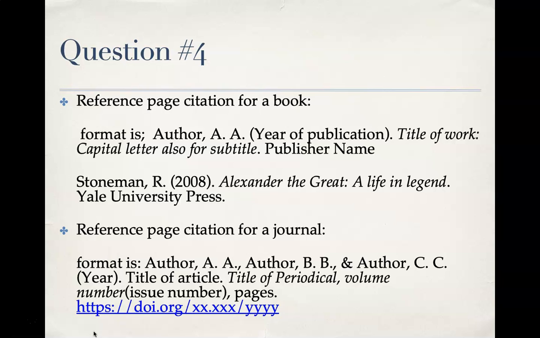So question number 4 says, write a citation for a reference page. Now your reference page is the last page of your proposal for a book, and then also for a journal using APA. APA just put out a new edition. I can't remember if it was August, but it was in 2019. So now it is APA 7th edition, not 6th edition.